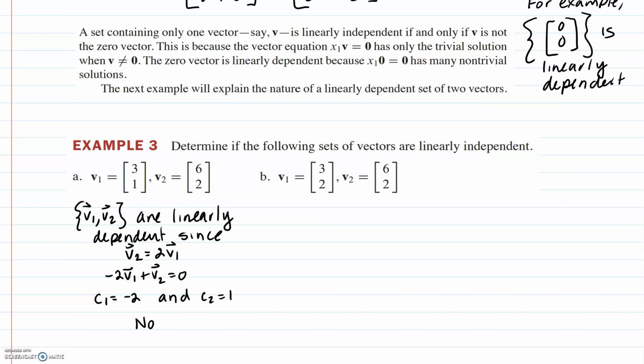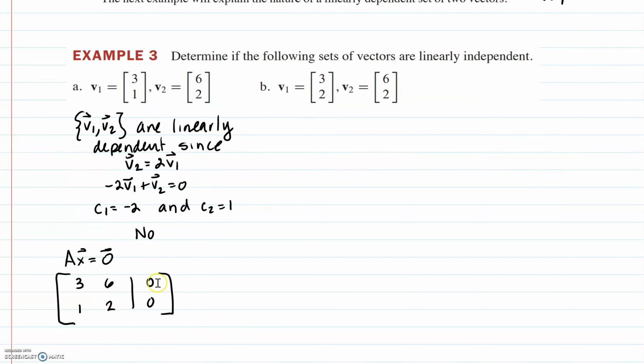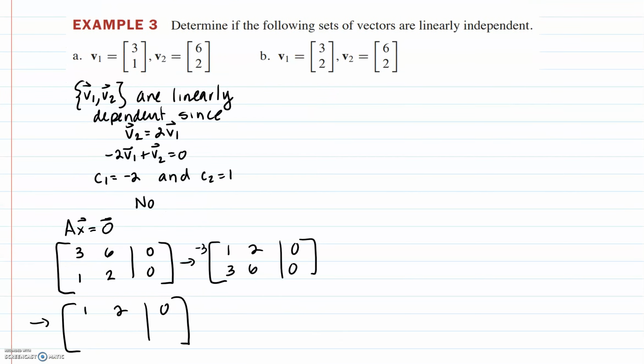And we can also look at AX equals 0. You could do it that way to see if there is a non-trivial solution. So here is my augmented matrix for these two vectors. And I'm going to interchange these two rows. I'm going to get a 0 in the first column of the second row here. So I'm going to multiply the first row by negative 3 and add it to the second row to get 0, 0, 0.